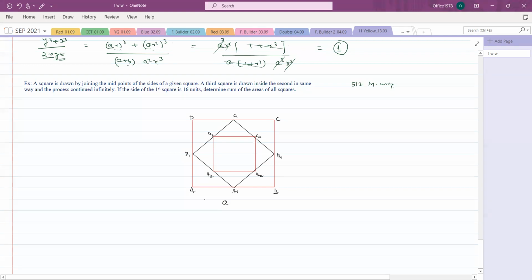If the first side length is A, what will be the second square's side length? A√2? If it is A, then this one becomes A by 2, A by 2, so using Pythagoras theorem, you'll get the root of A square by 4 plus A square by 4. A√2 would be bigger, so it is A by √2. Next, the one inside will be A by 2, then A by 2√2.